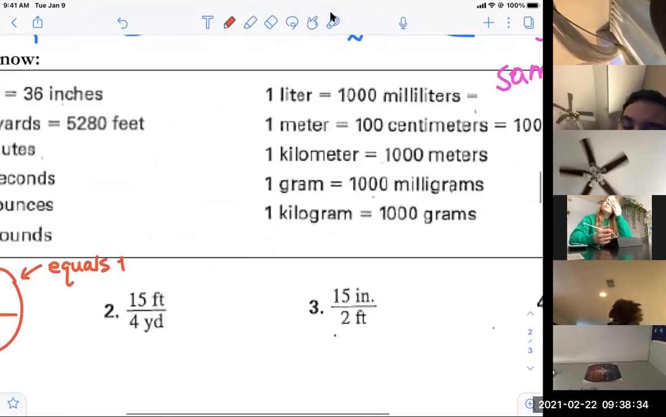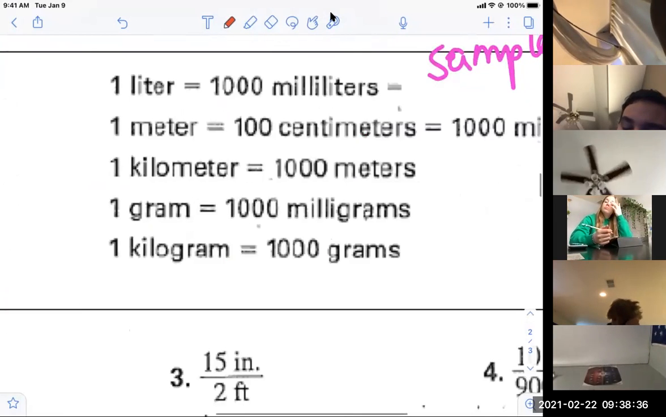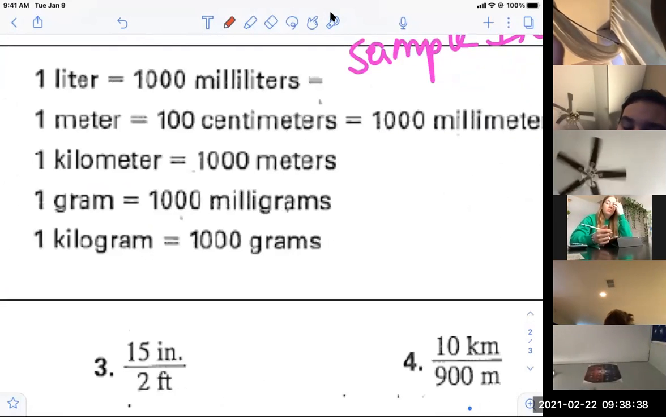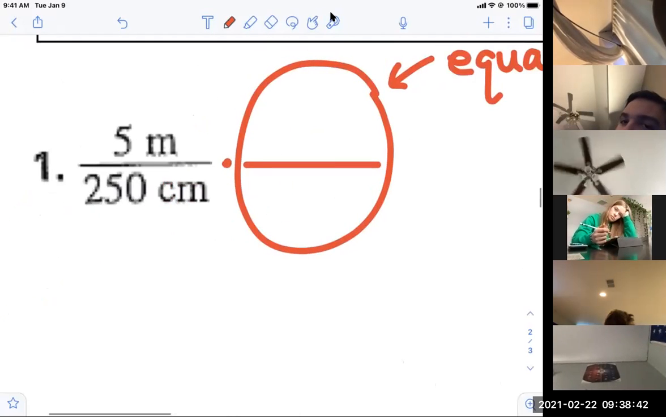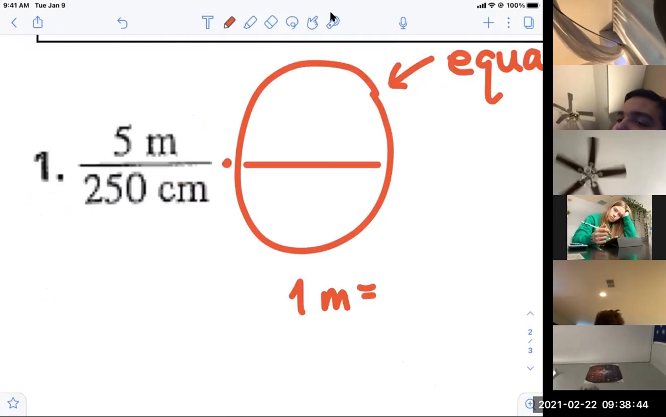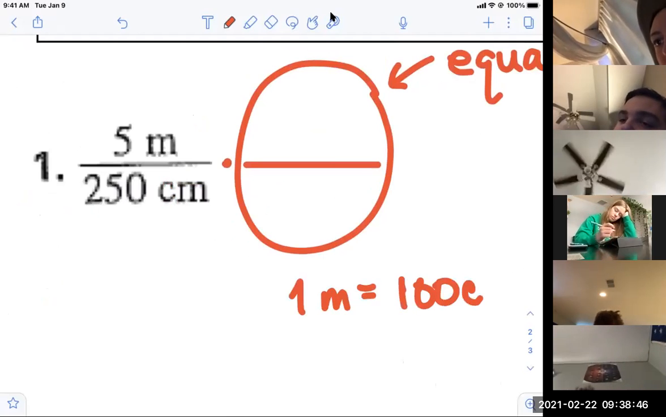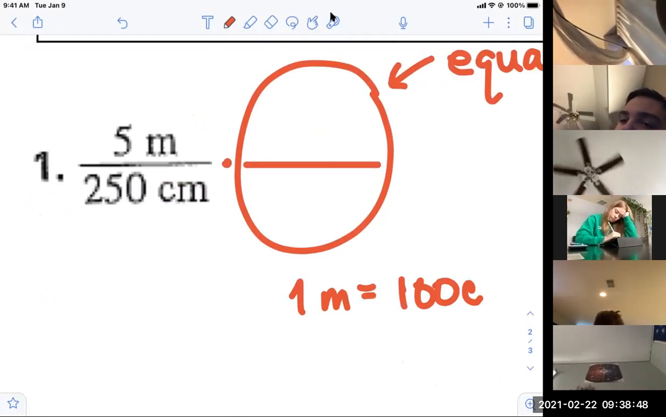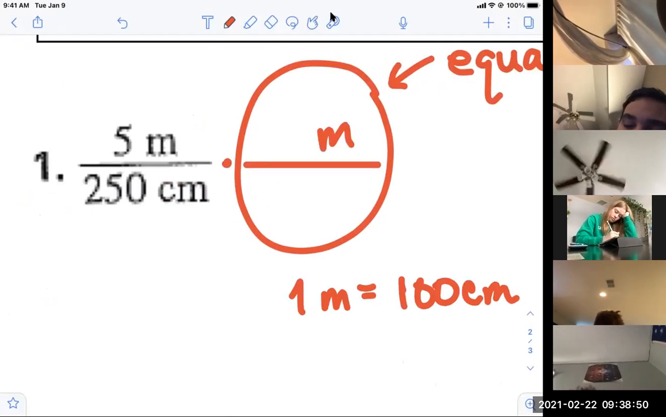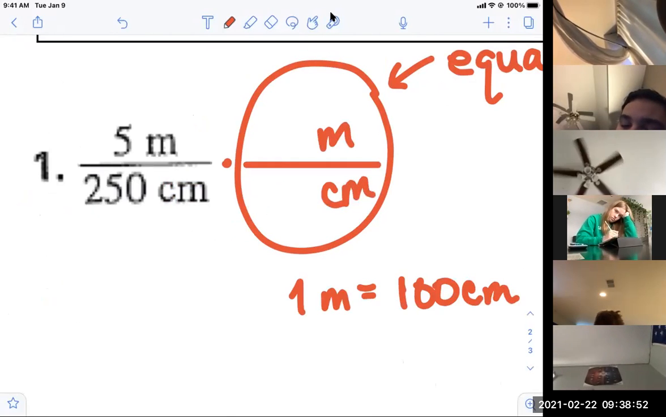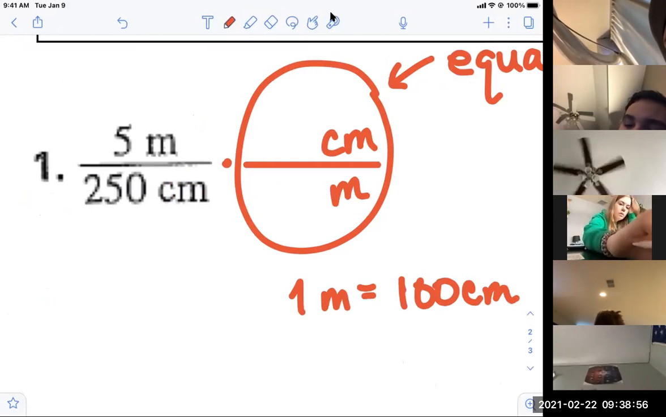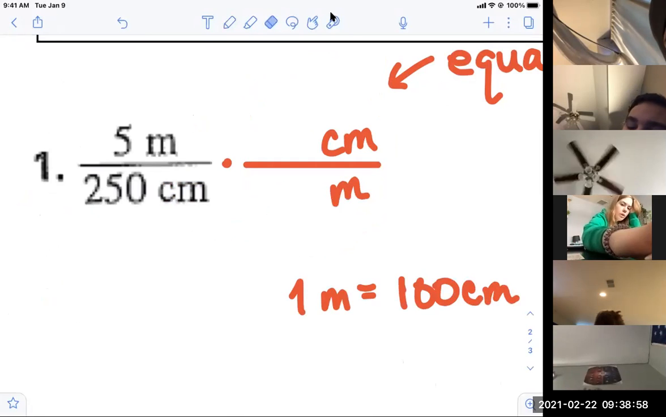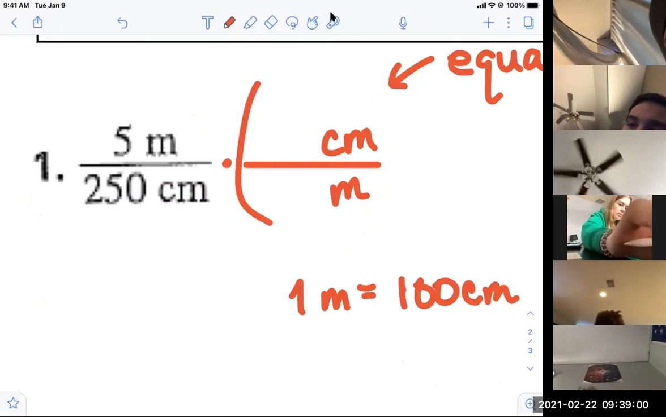That means that you're looking for a comparison between meters and centimeters, right? So 1 meter is 100 centimeters. And then since 1 meter equals 100 centimeters, you need to decide, are we putting meters on the top and centimeters on the bottom? Or are we putting centimeters on the top and meters on the bottom? How do you decide? Isn't it centimeters on the top? Why, Jerron?